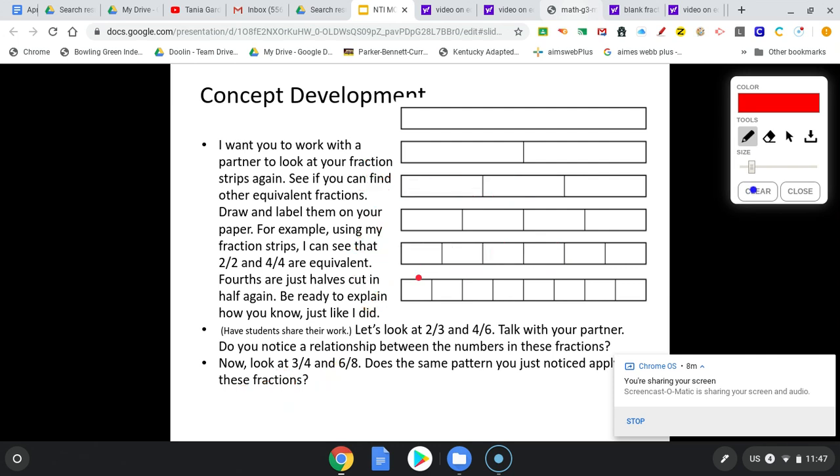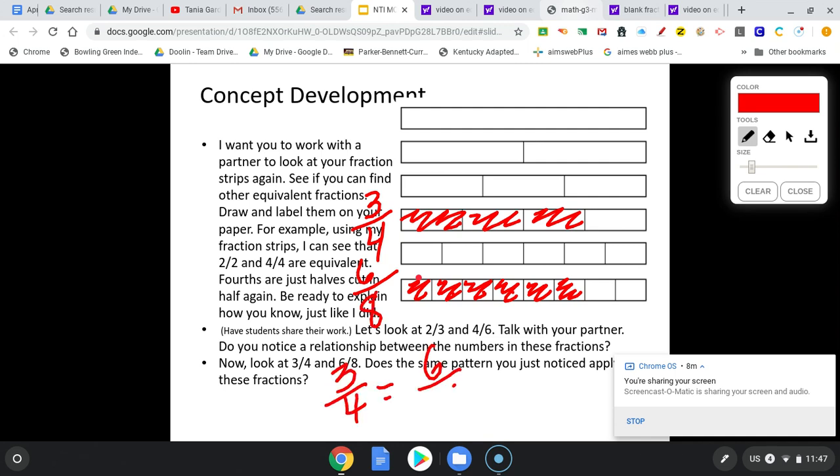Let's try another one. Let's try 3/4. So let's find 3/4. 1, 2, 3 out of 4. And let's find a fraction that is equivalent to 3/4. Right there would be a fraction that is equivalent to 3/4. So that's 1, 2, 3, 4, 5, 6. And there's 8. So 3/4 is equivalent to 6/8.